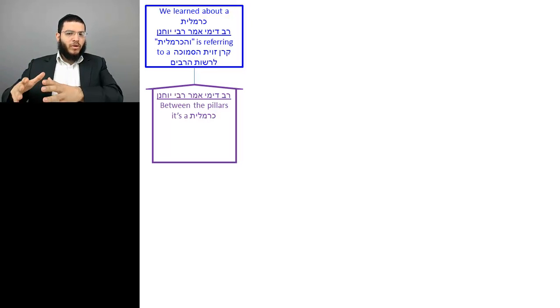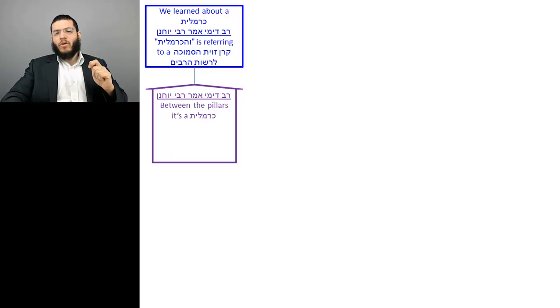In front of the pillars there would be blocks where the merchants, the sellers, would sit and sell what they had for sale. So Rav Dimi Amar Rabbi Yechanan's teaching is that between the pillars it's a Carmelist, and he explains in his teaching what the reason is. So it's not asked as a question, it's just completing the teaching. So it's part of it. What's the reason that this area is a Carmelist?